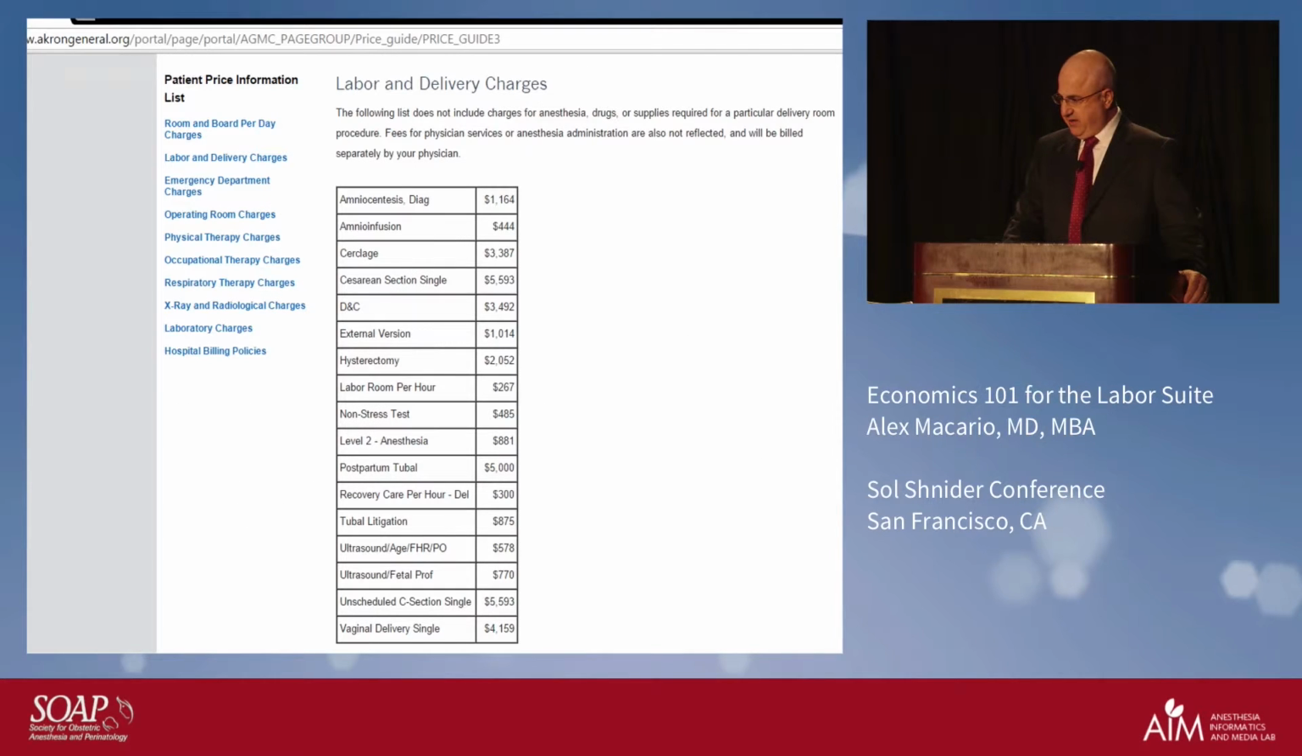Now, this is a different hospital in the East Coast, and these are the labor and delivery charges for different things. And the idea is if the public has access to these charges, they'll be able to make better decisions about where they get their care. The problem is that the charges may not reflect what the true cost of care is at the hospital.